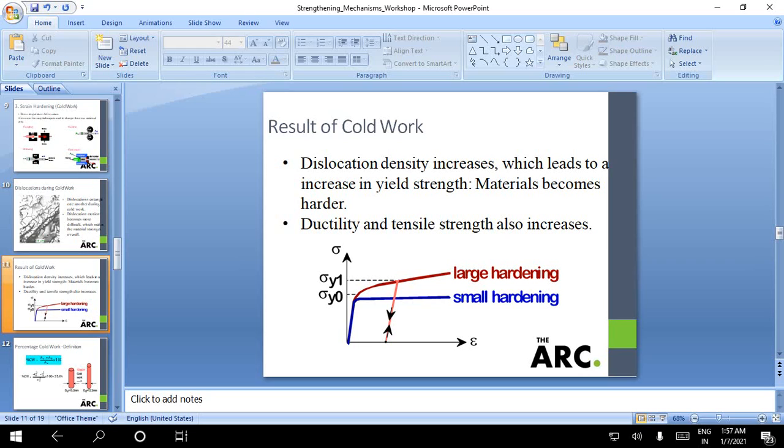Also, when you do this cold working process, the tensile strength of the material is going to increase as well. In this diagram you see the blue color showing small hardening and the red color showing large hardening. When we do large hardening, the strength of the material is normally higher compared to small hardening. The yield strength also improves with large hardening compared to small hardening. So when you do cold working, normally the hardness and the tensile strength of the material improve.